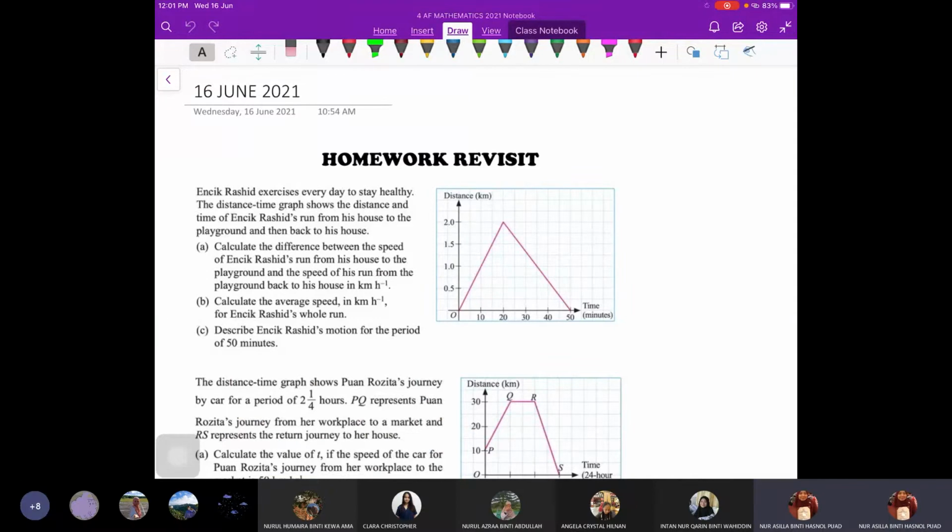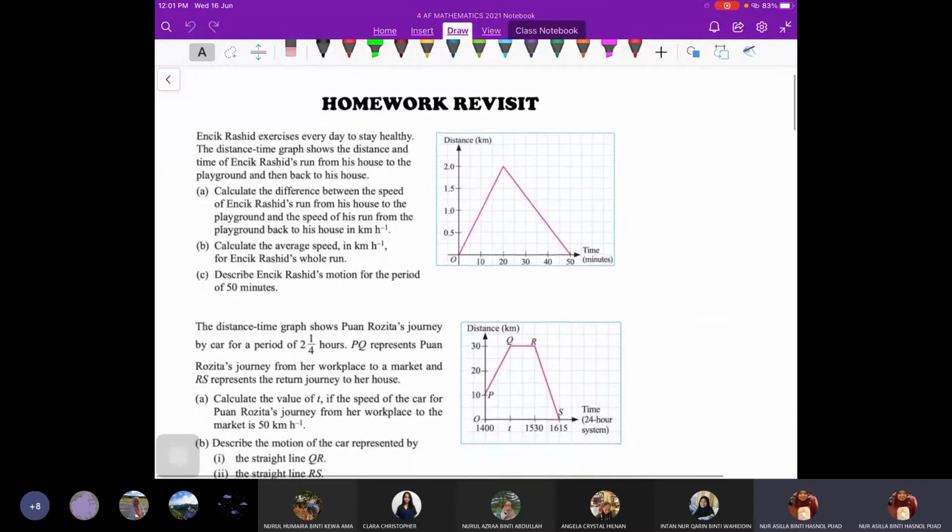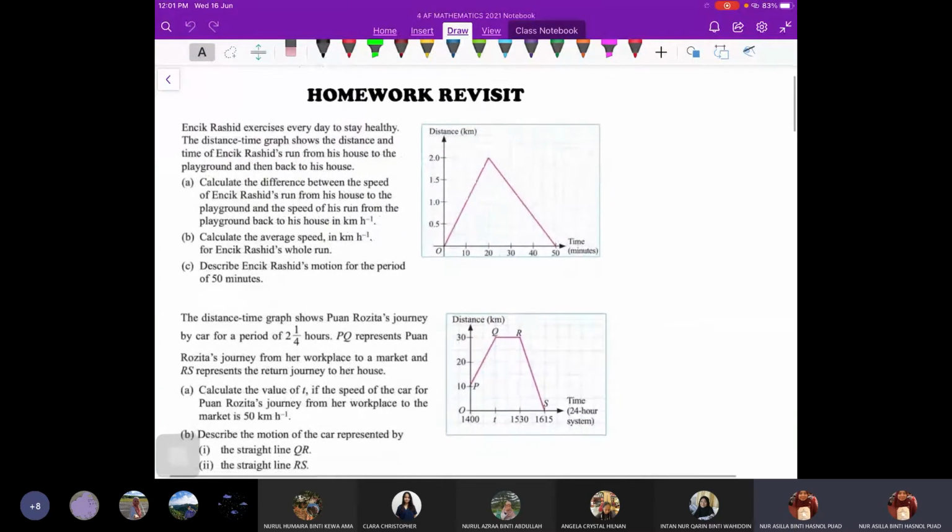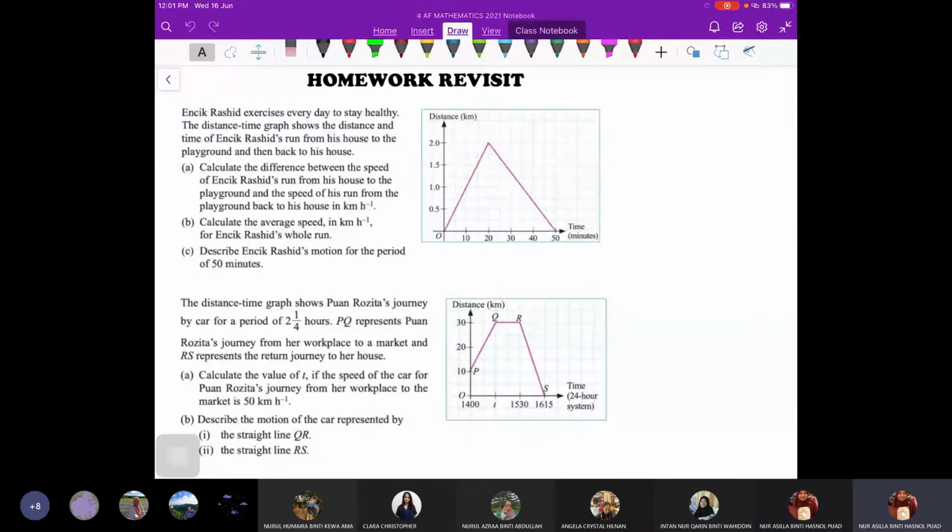Okay, so before kita masuk our topic for today, kita nak buat revisit sikit pasal homework. Right, so most of you bolehlah buat homework tu, although workings tu I need to check one by one. Tak sempat lagi semua orang tu dapatkan my feedback.